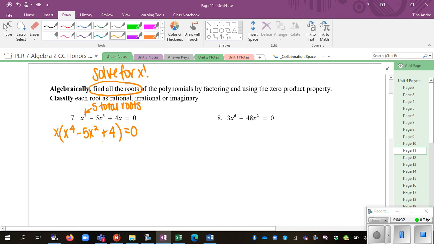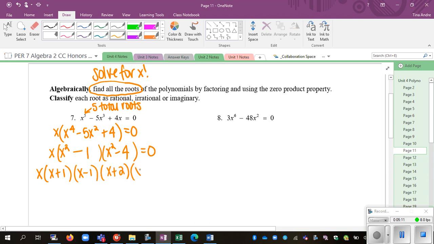And now this inside piece is 3 terms, so a trinomial. I'm going to think about it the same as I would if this was an x squared with an x and a number. So I'm going to separate this, except instead of having just an x and an x, it would have to be x squared and x squared. So I'm going to look for numbers that add to -5 but multiply to 4. That's going to be -1 and -4. I'm going to keep my equals 0 at the end. And now these are differences of perfect squares, so I can factor those further. That's going to be x plus 1 and x minus 1. This is going to be x plus 2 and x minus 2.